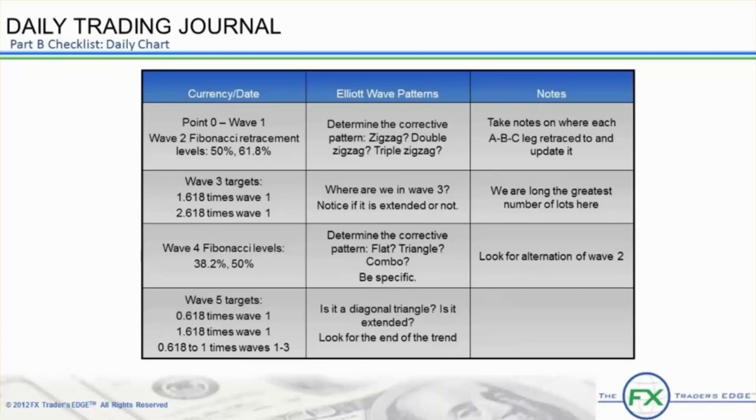Also, look at whether it is a diagonal triangle, extended, or truncated. This is the determining point for the end of the trend, or point T. This is where you will take your profits and start to look for trading the new trend.